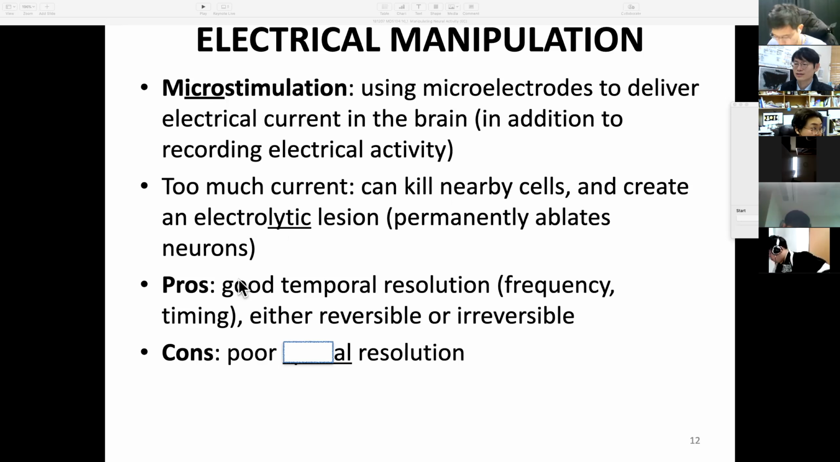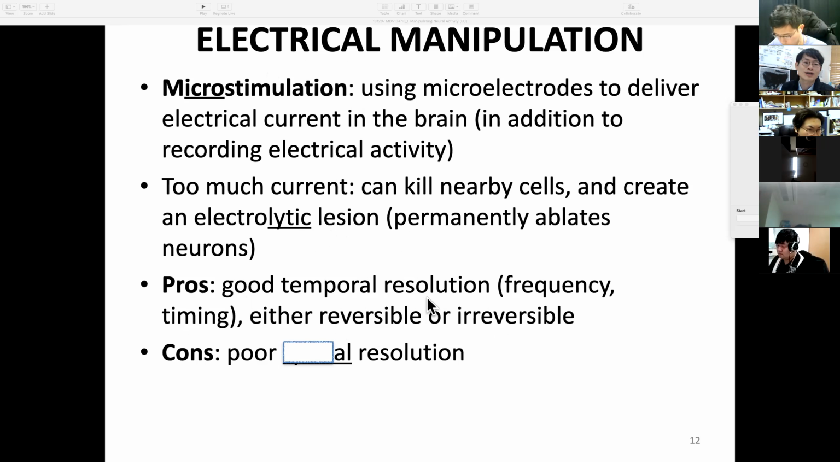So what's good about this? Our body itself, our tissues, are all immersed in aqueous solution. So our body is a conductor, okay? So you can basically use electricity, and the good thing is that by using electricity, we have a good temporal resolution, and we can even use different frequencies. So frequency and different timing can be very, very precise. You can do either reversible electrical stimulation or irreversible, by too much current, just making electrolysis.